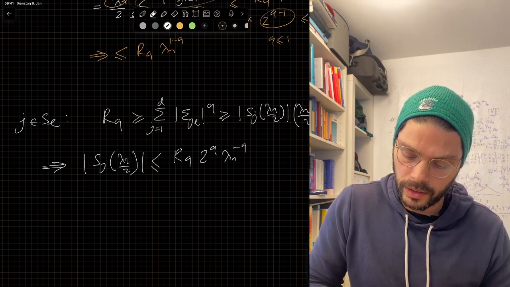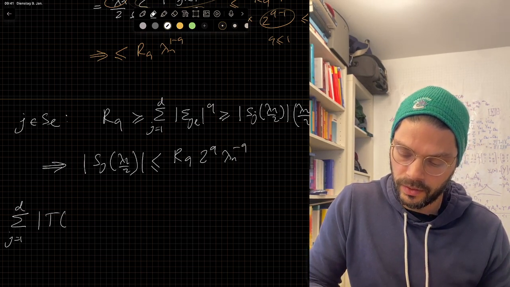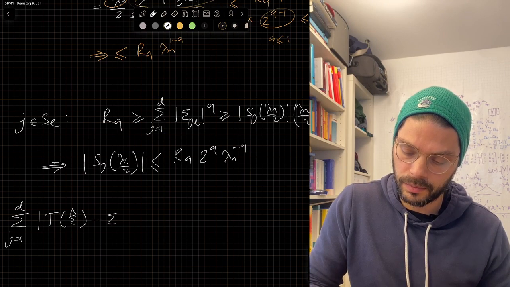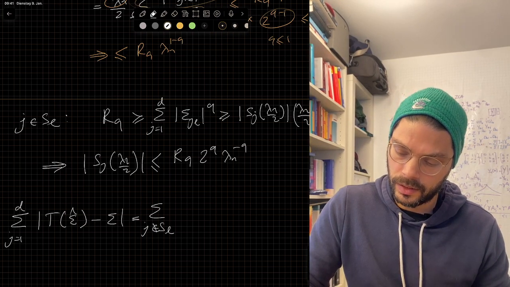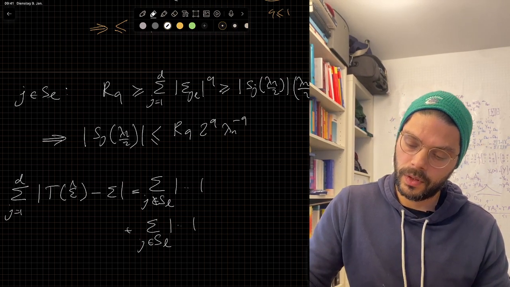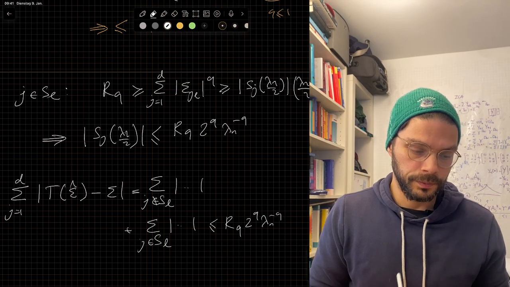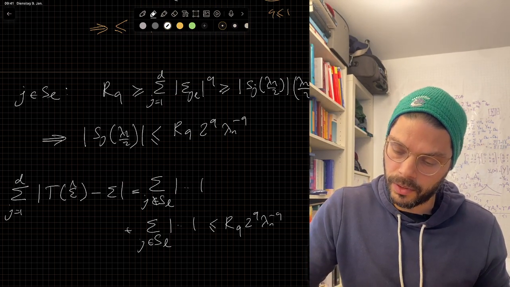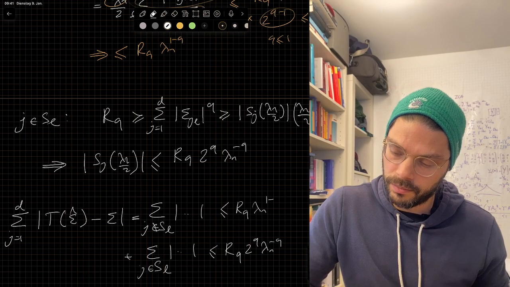So now we can just say, well, the sum on J equal to 1 to d of T sigma minus sigma is equal to the sum on J that doesn't belong to SL plus the sum on J that does belong to S of L. This second part is less than or equal to RQ 2 to the Q lambda n to the minus Q. And the top part is going to be, as we saw, less than or equal to RQ lambda n to the 1 minus Q.